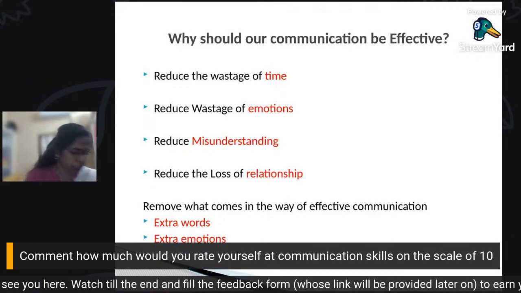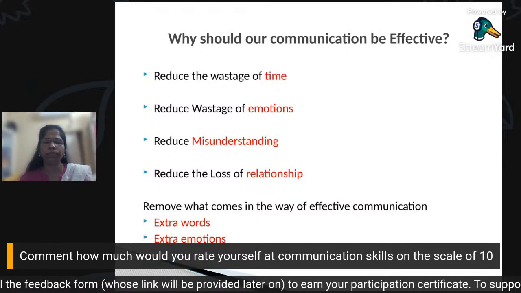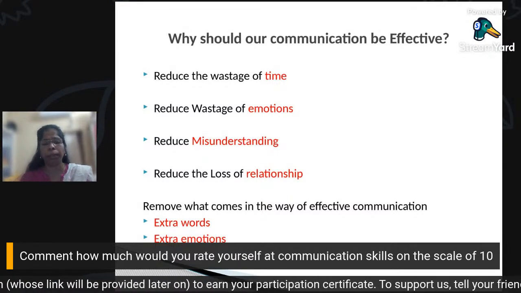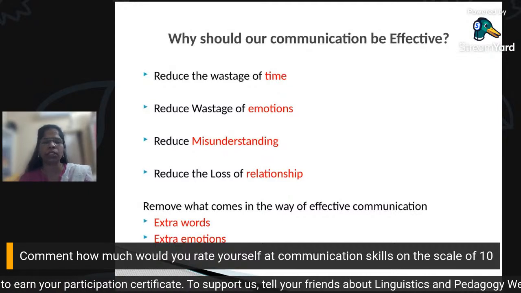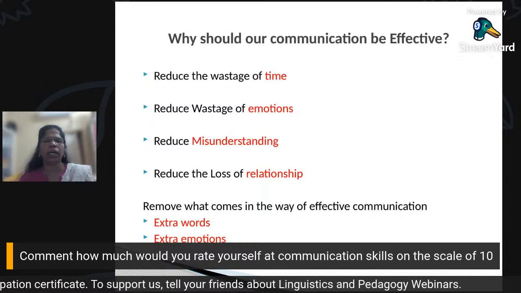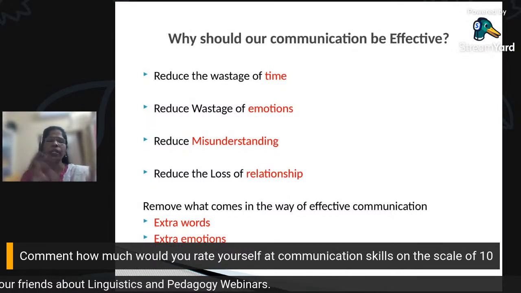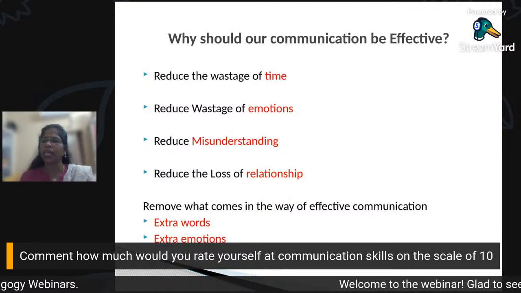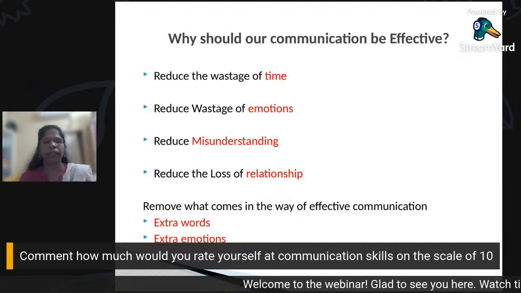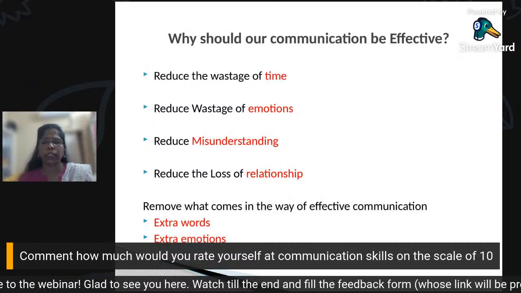When I mean the paralanguage part of it, I mean the tone, I mean the pitch at which you're saying it. Okay, so that reduces to a considerable level the misunderstanding. So effective communication should also involve tone, the way you say it, what you're saying, and how you're saying it. Okay, then it also reduces the loss of relationship. This is something that we have to work towards.